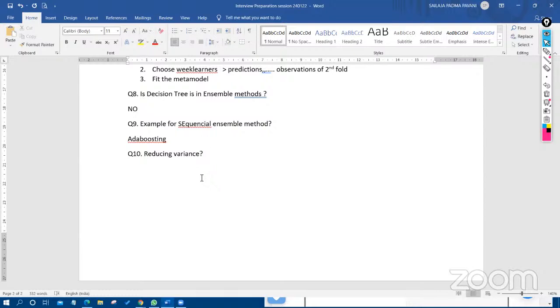Yes, Ashish. Sequential. More weightage is given to wrongly classified values. Then it is sent to the next weak learner. It is sequential. Very good. Reducing variance, which one do we use? For this question, what is the answer? Sai Prashant is saying bagging. Ashish is saying bagging. Yes, it is. The answer is bagging.